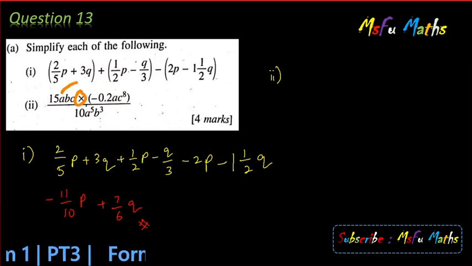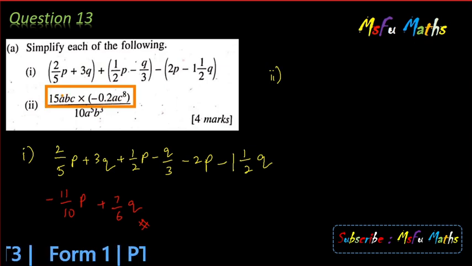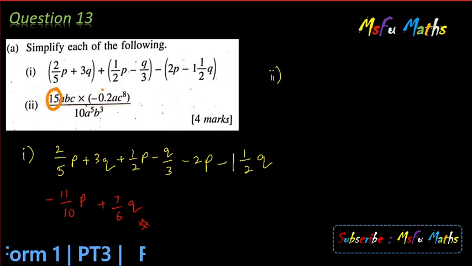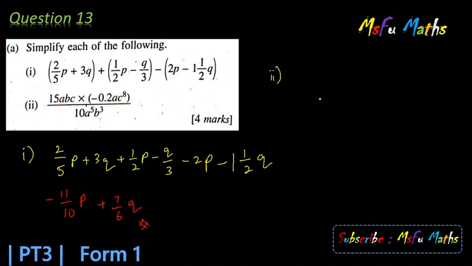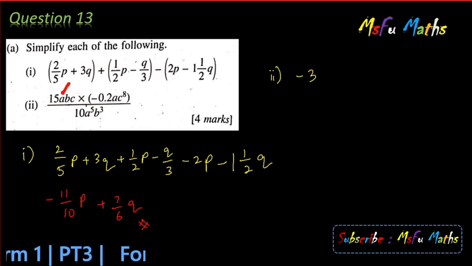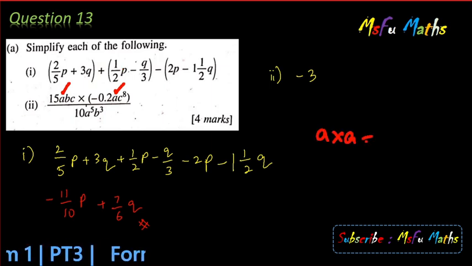As I said, if you times, the power of your variable will increase. Okay, so let's see this one. We do the top one first. First we settle the number: 15 times negative 0.2. You just take your calculator, 15 times negative 0.2, you will get negative 3. All right, this one is negative 3. And here you have A. How many A you have? A square. When you times A times A, you will get A square.